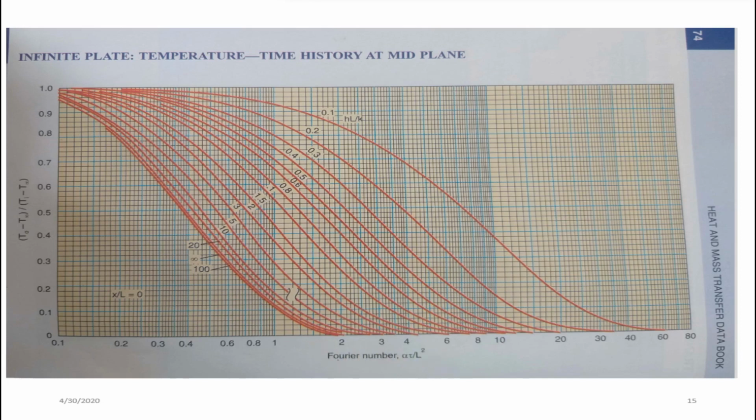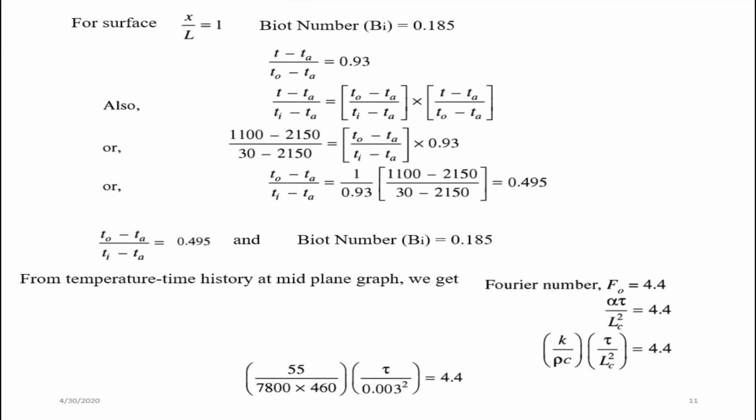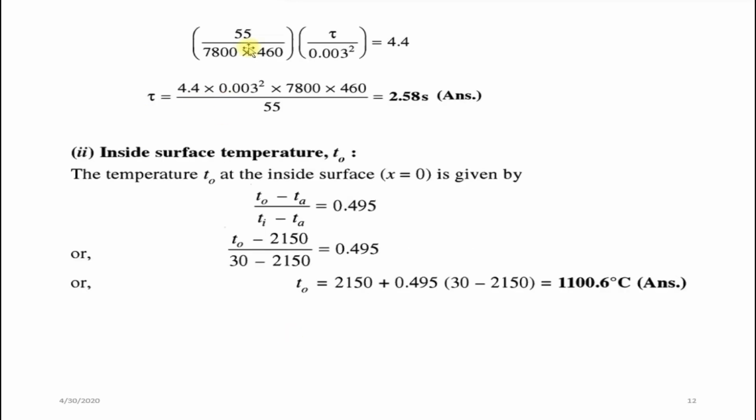Once you get the Fourier number, then you can easily get the time t. So the Fourier number is 4.4. Fourier number is equal to alpha t by Lc square. Just equate. Alpha is directly not given, but you can find it out: thermal diffusivity is nothing but k by rho c, and time t is unknown. Alpha t by Lc square equal to 4.4. Then if you substitute all the values, only time is unknown in that equation, so you will get 2.58 seconds.